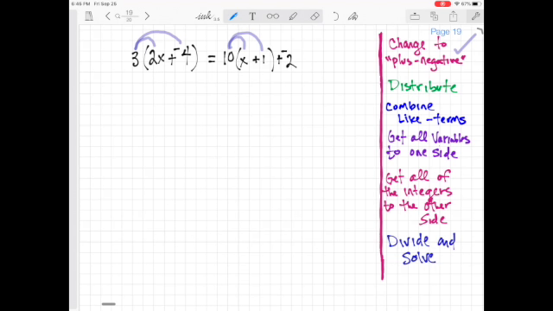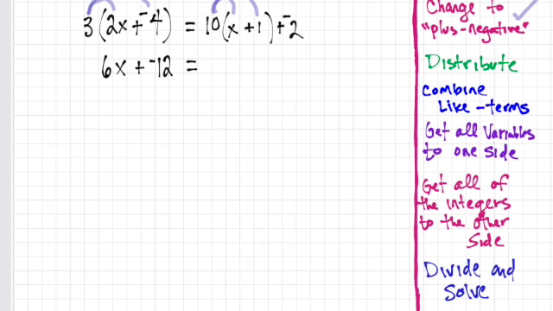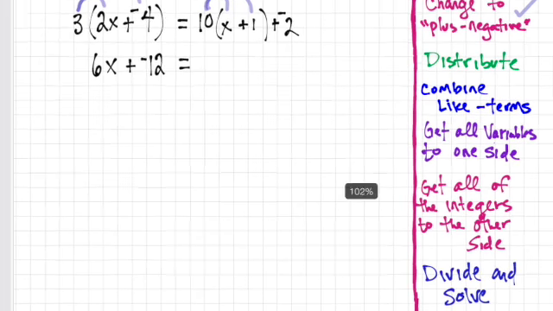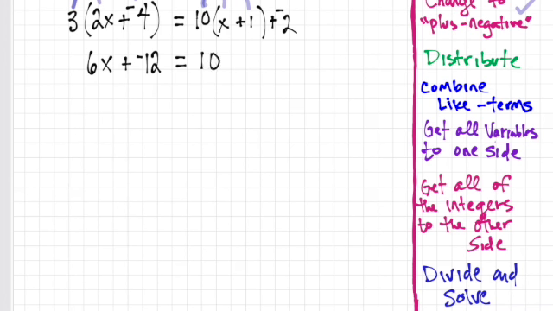All right, 3 times 2x gives us 6x, and 3 times negative 4 gives us negative 12. We have to do the second distribution here, so 10 times x gives us 10x. 10 times 1 gives us 10. Then we're going to add this negative 2 there.